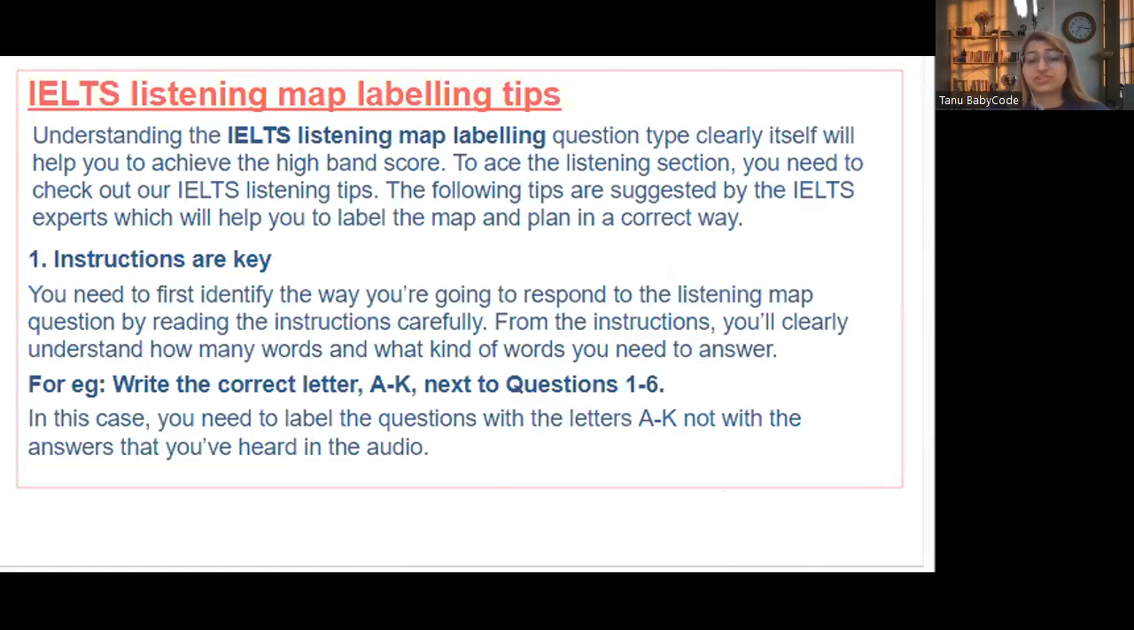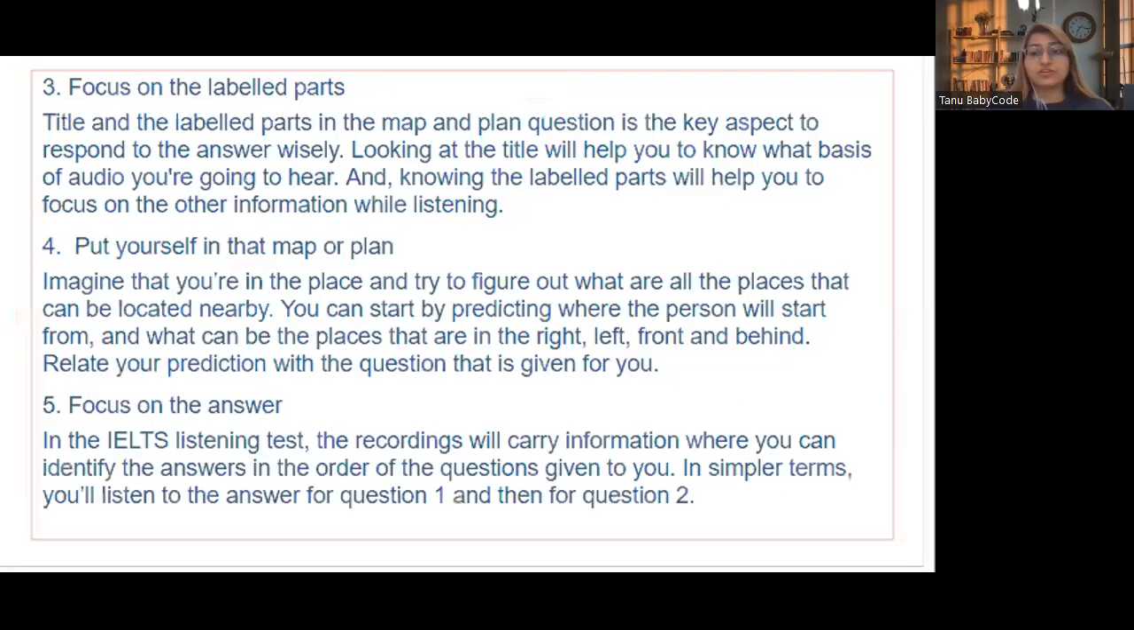First, instructions are the key. You need to first identify what you're going to respond to in this map labeling question by reading the instructions carefully. From the instruction, you will clearly understand how many words and what kind of words you need to answer. Write the correct letter A to K to the questions 1 to 6. Focus on the label parts. Title and label parts in the map and the plan question are the key aspect.